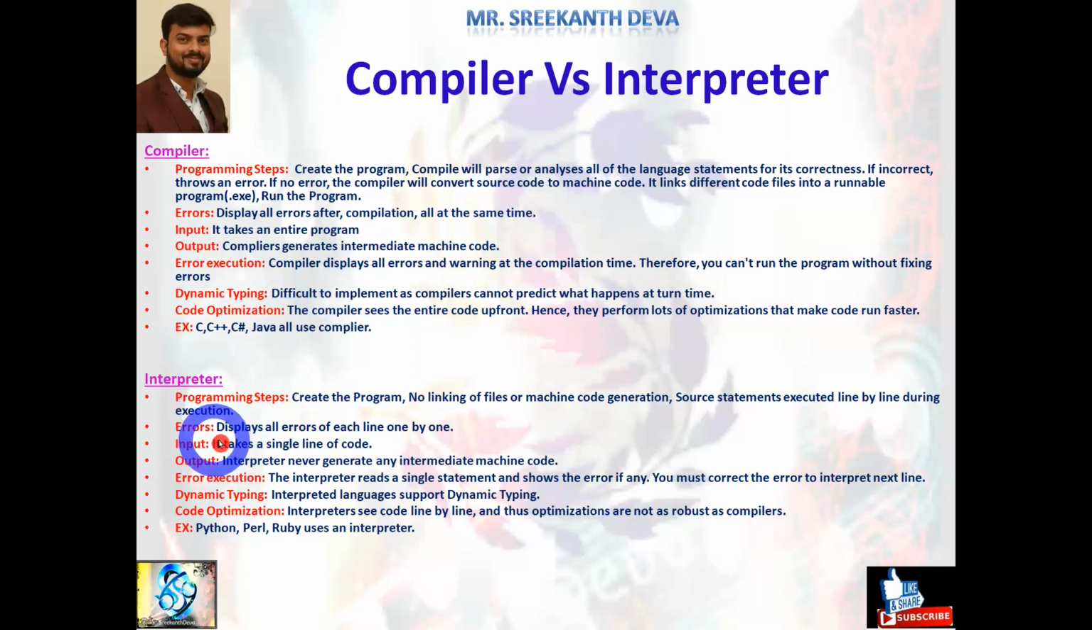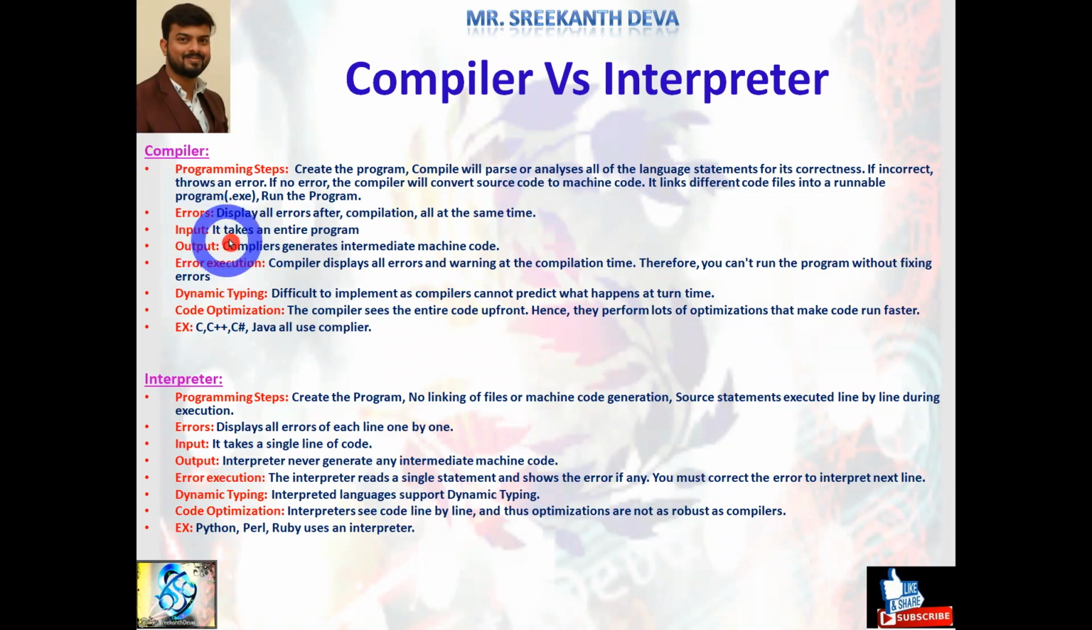But in an interpreter, it reads line by line, so it displays the errors of each line one by one only. It takes the first line and starts interpreting. If there is any error, it generates the error right there. Generally, interpreters generate runtime errors, one by one. It cannot load or print everything at a time. It loads only one statement and interprets it. If there is any error, it generates only one error at a time. After that error is resolved, it moves to the next statement.